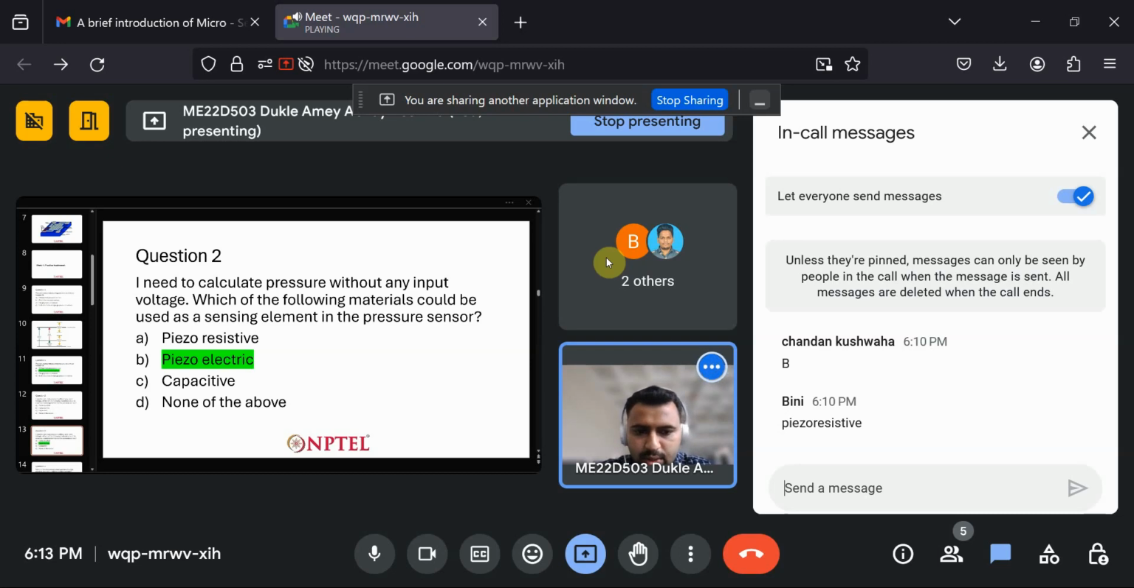So basically, when you apply a force on the piezoelectric material, the electron flow will be triggered. In the normal case, it will be a normal material, and when the force is applied, the electron flow will be triggered, and then you can accordingly measure the change in pressure. So the answer is piezoelectric, not piezoresistive.